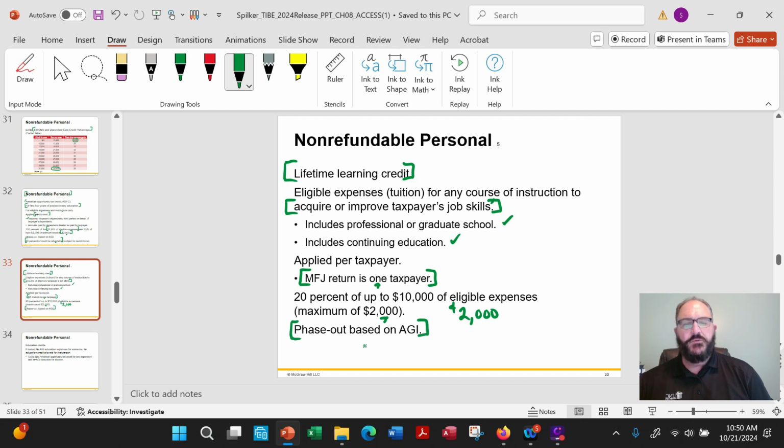By the way, that's why the for AGI deductions are the best, because they lower that AGI. And you can see some of these deductions are dependent upon AGI.